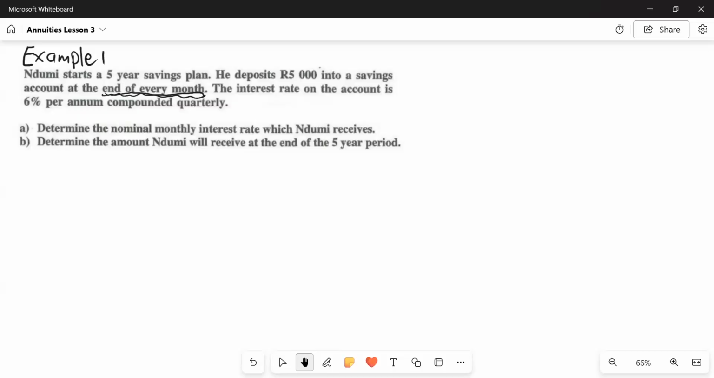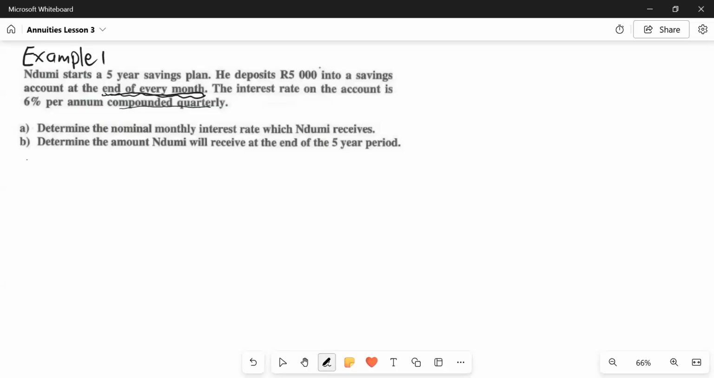The interest rate on the account is 6% per annum compounded quarterly. Now they are saying determine the nominal monthly interest rate which Ndumi receives. So in grade 11, we taught you how to convert from nominal to effective or effective to nominal, right? So there's a formula that you need to use. So now let's just go back and use that formula.